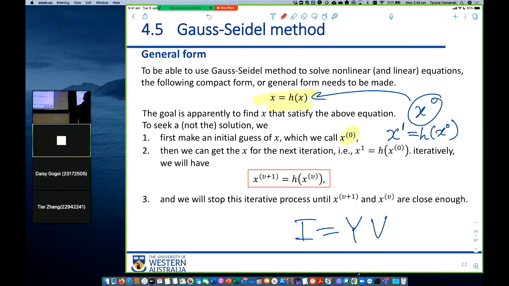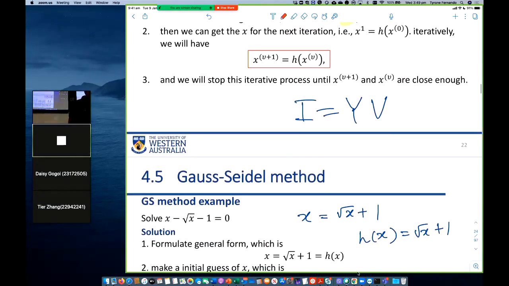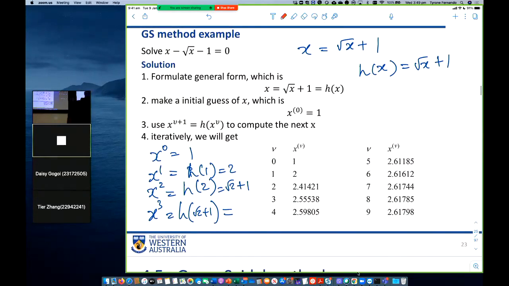The next best guess is x superscript v plus 1. So x superscript v plus 1 is a better guess than x superscript v, and I can continue that process until we find an answer, until the answer converges.